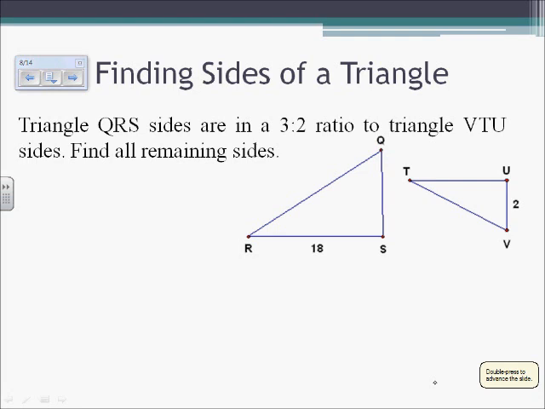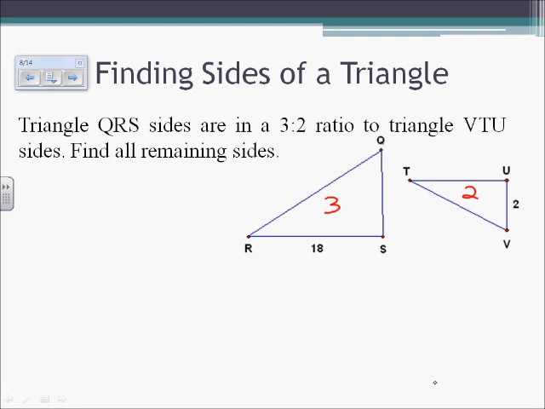Alright, next question. Same type of idea, finding sides of a triangle. Triangle QRS sides are in a 3-to-2 ratio to triangle VTU sides. Find all remaining sides. So we have QRS, it's 3-to-2. So we take a look here. We have UV in the same spot as QS. So therefore we know that we are going to have a 2-to-3 ratio.